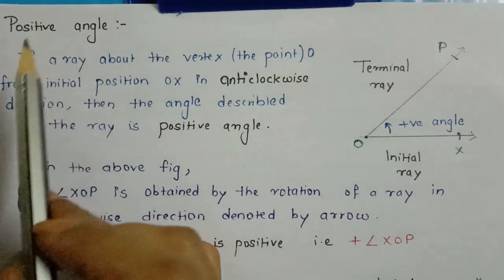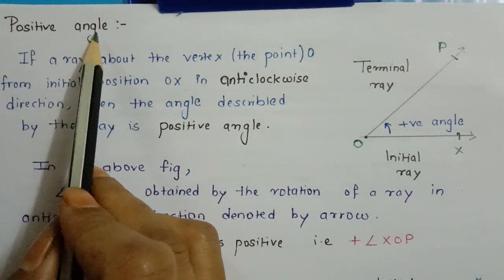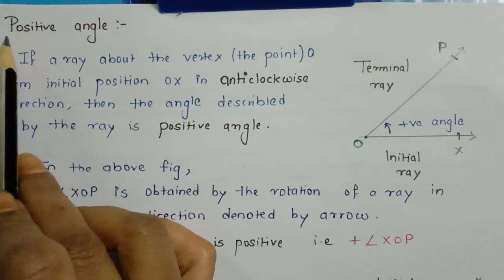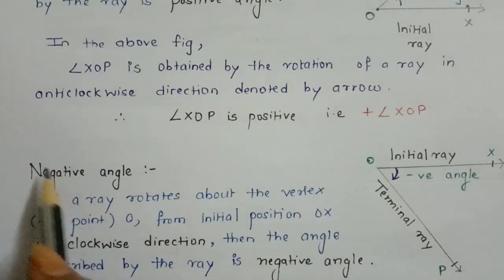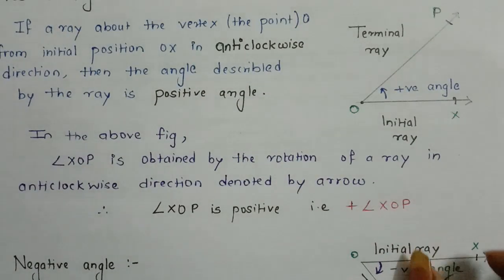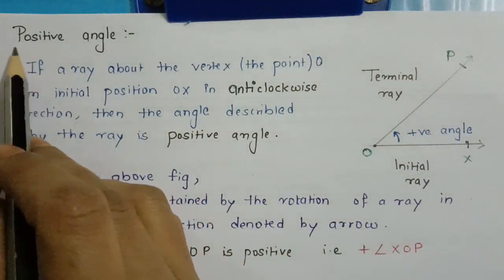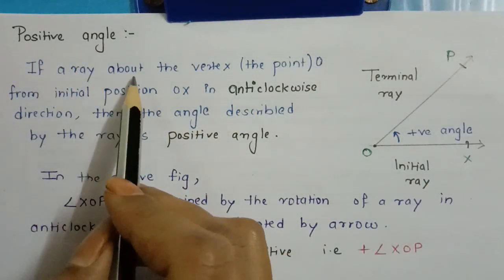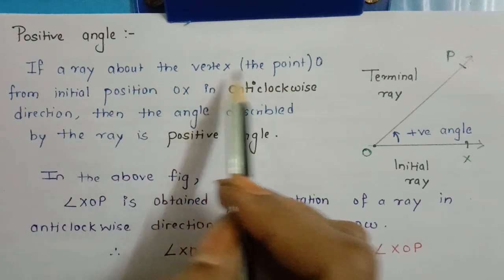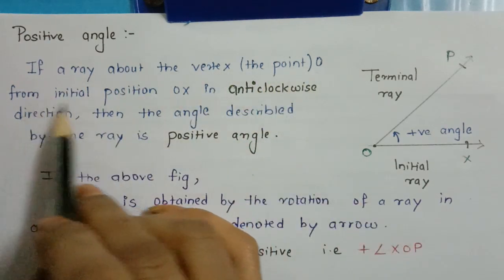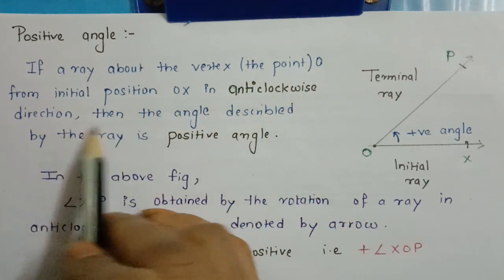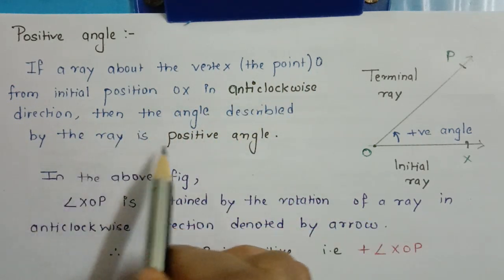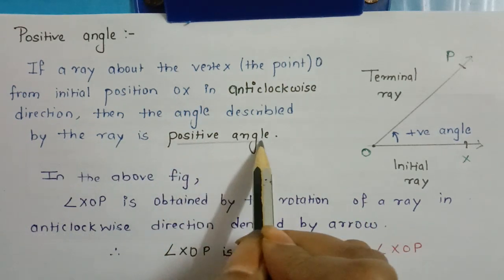Okay, so now let's see what is positive angle. Just now I have explained you what is positive angle and what is the negative one, but still I'll explain this part again. Okay, if a ray rotates about the vertex, that's the point O, from the initial position OX in anti-clockwise direction, then the angle described by the ray is nothing but the positive angle.